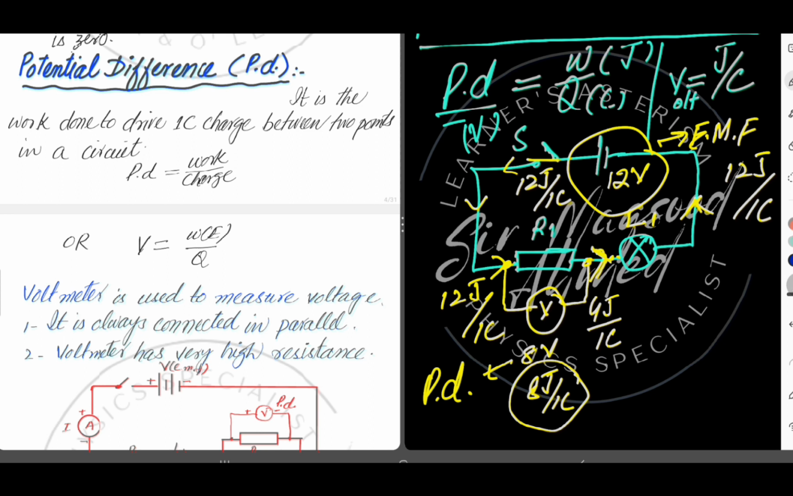Before the lamp, the 1 coulomb charge now has an energy of 4 joules. If 4 joules of energy is utilized by this lamp and it converts that electrical energy into light, the 1 coulomb charge after the lamp will have 0 joules of energy. Now the energy difference across the lamp is 4 volts. That is our PD across the lamp.